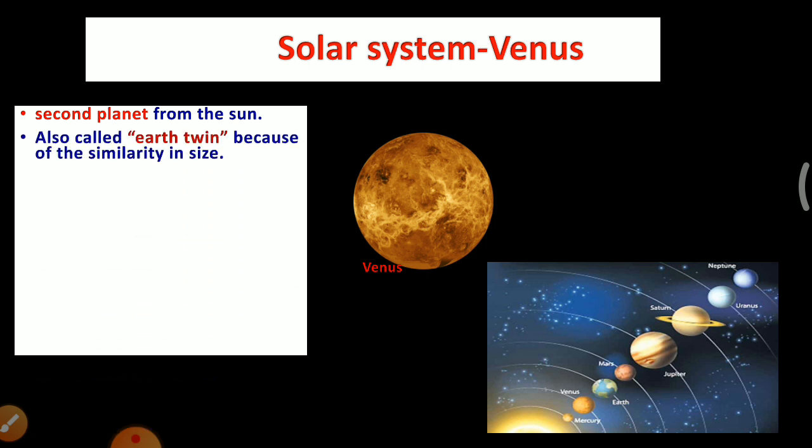And it is also called Earth's twin because of the similarity in size. Look at this diagram here. The size of the Earth and the size of Venus is the same. So we can say that Venus is Earth's twin because its size is the same as the Earth.